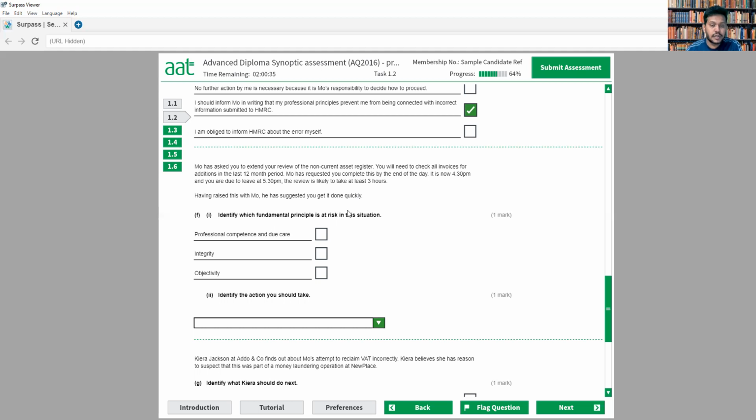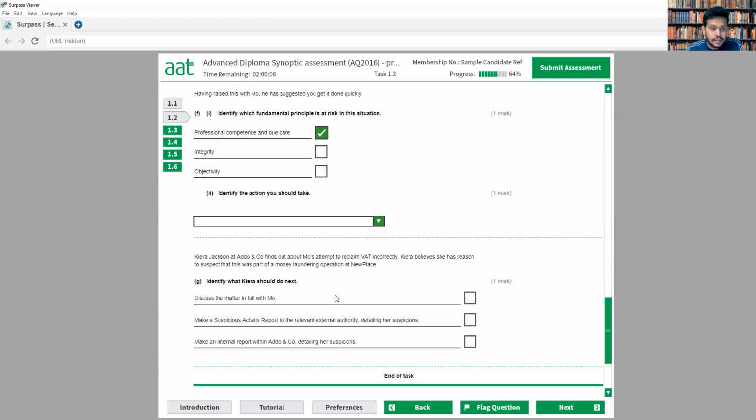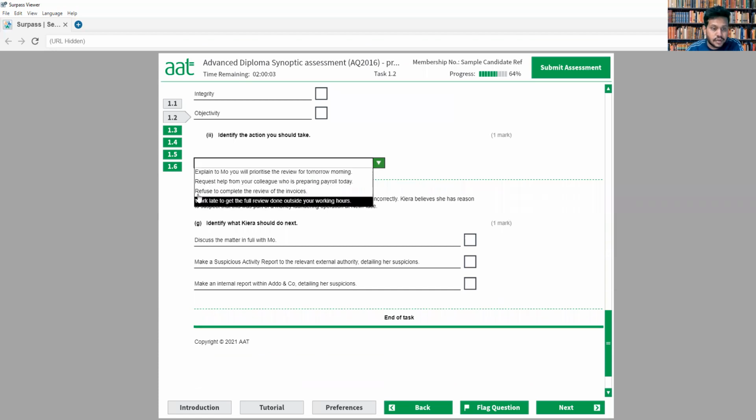Identify which fundamental principle is at risk in this situation. Professional competence and due care, integrity, and objectivity. That is professional competence and due care, because if I do that, my work will not be of good quality, or may not maintain the sufficient standard. So that will be a compromise of our professional competence and due care, so I would say I'll not do that. Identify what your action will be. My action will be to tell him I'll do it tomorrow. You will prioritize the review tomorrow morning. So I'll say I'll do it tomorrow morning when I come, because today I don't have enough time to complete this review.